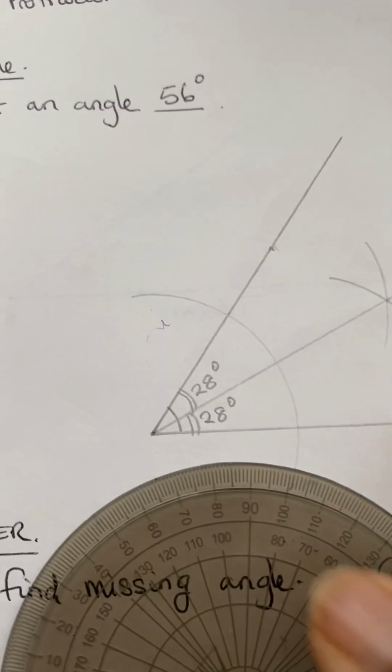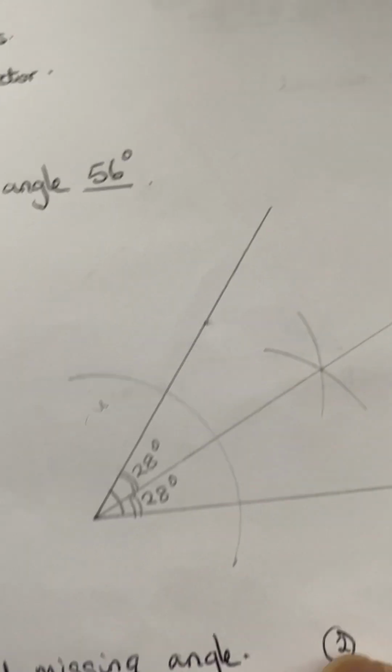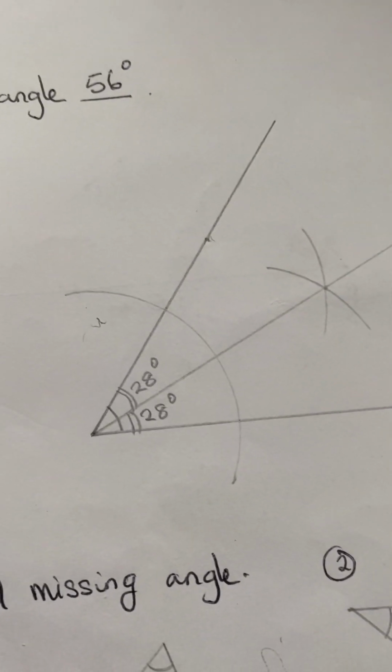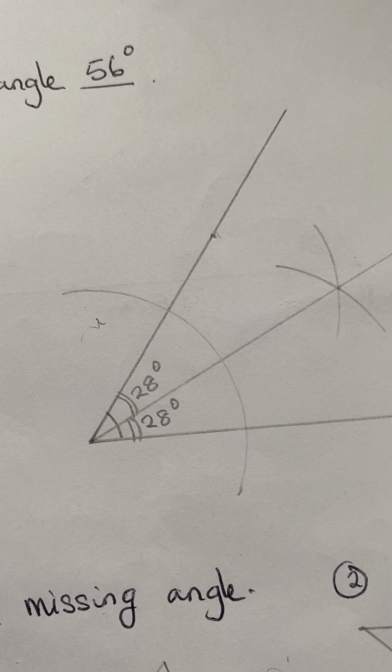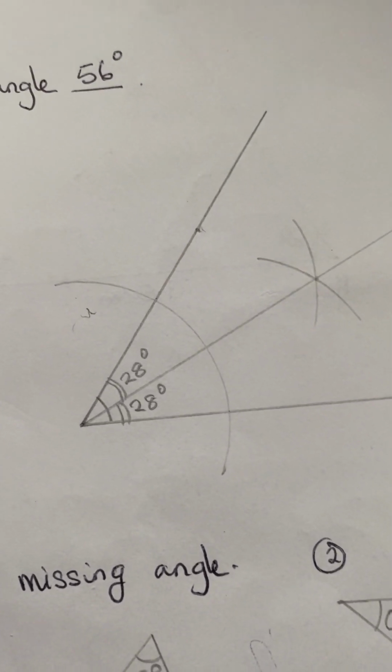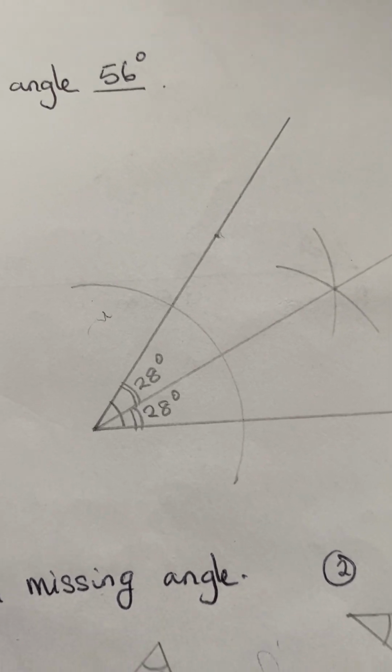That was what we did yesterday, and we said it's called the angle bisector. Bisector because it divides the angle into 2 equal parts. Bi is 2.